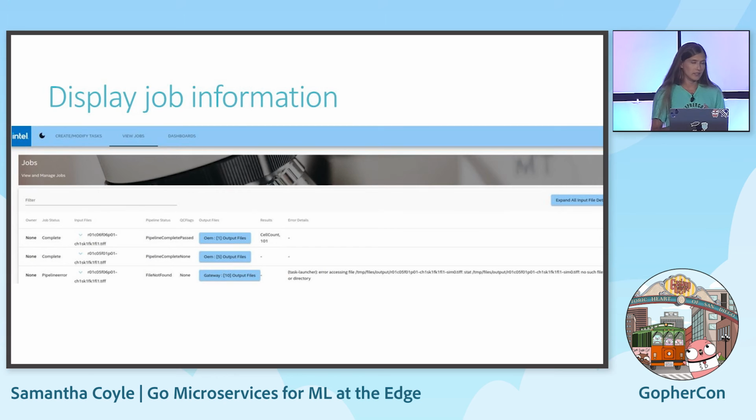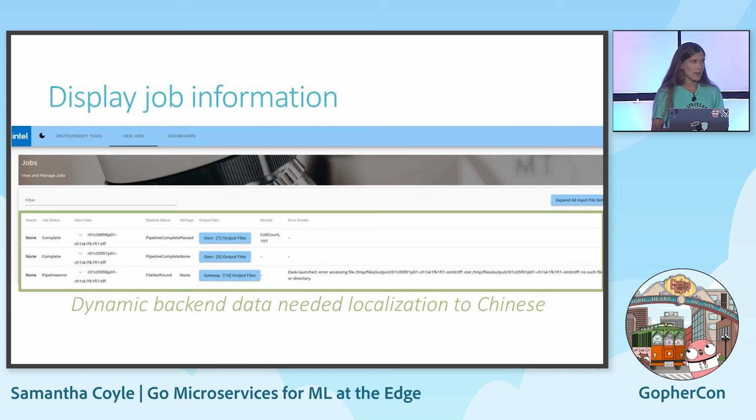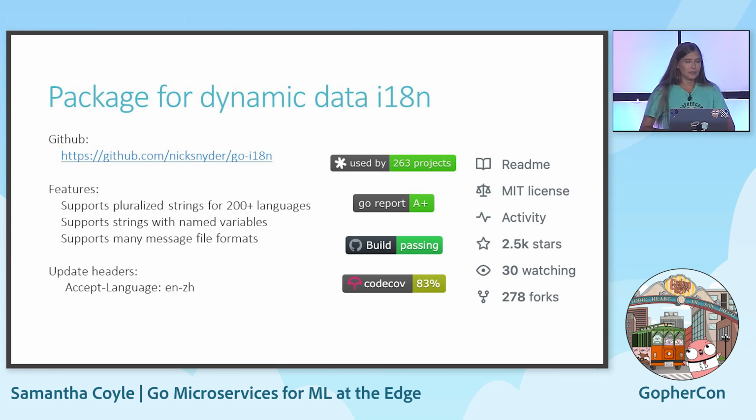Here is where I'm displaying some job-related information. So hopefully it's not too blurry. But basically there's a few jobs, there's status information, there's ownership information of where things are at in our system, and there's input and output file information for you. And it is all of this dynamic backend data that we needed to localize to Chinese. So really fun problem. And that brought us to this Go package called go-i18n. This is the package that we use for our dynamic data to be translated to Chinese.